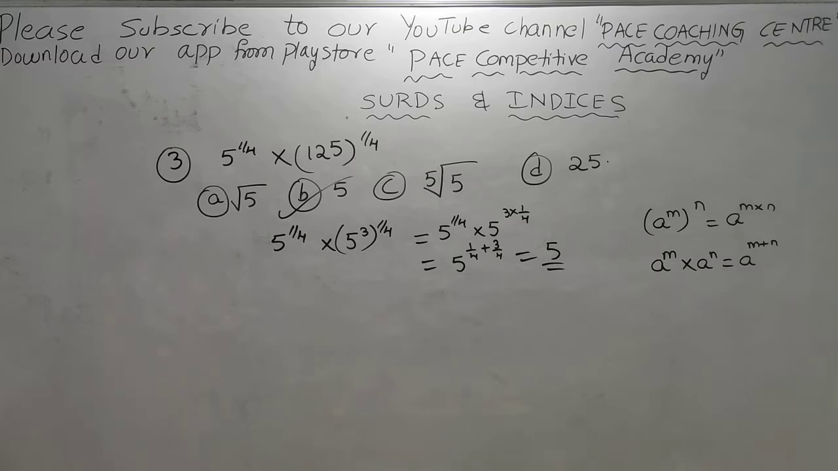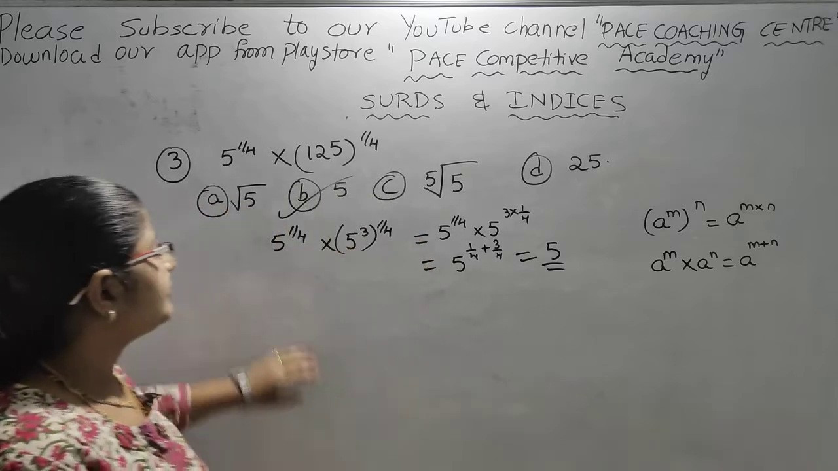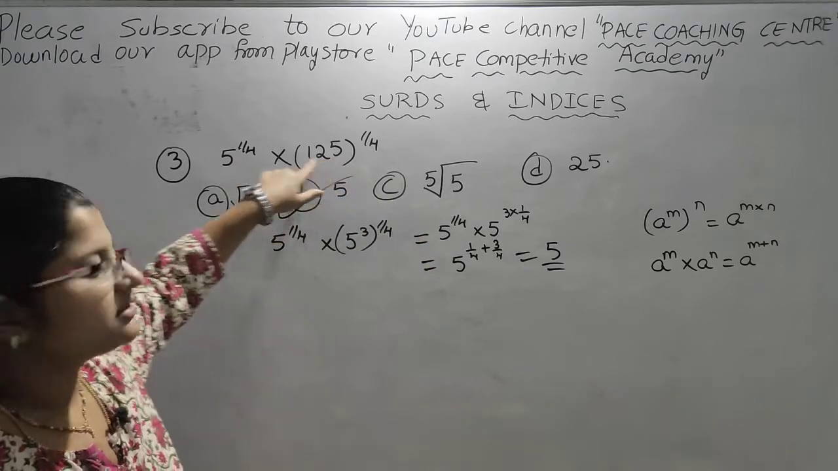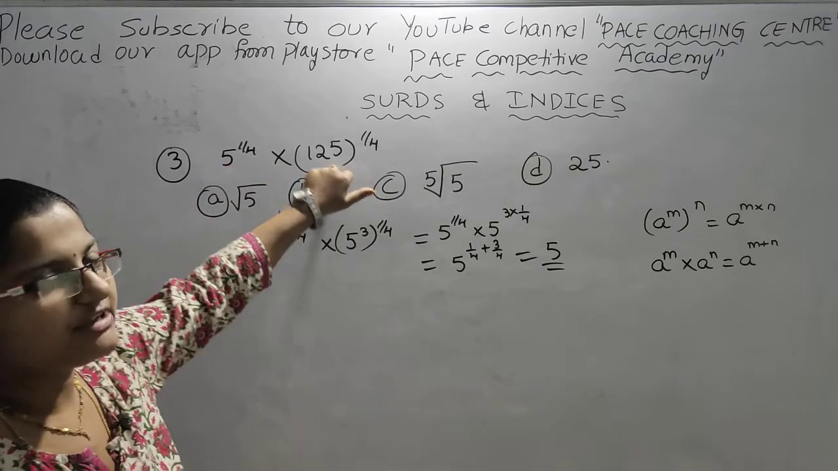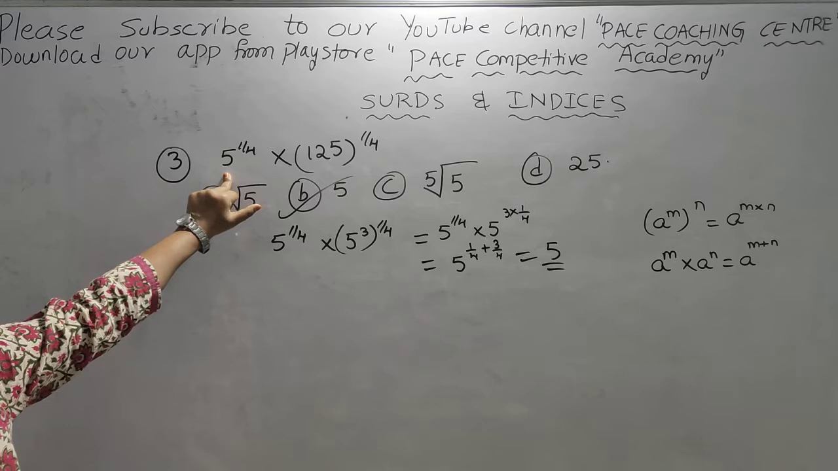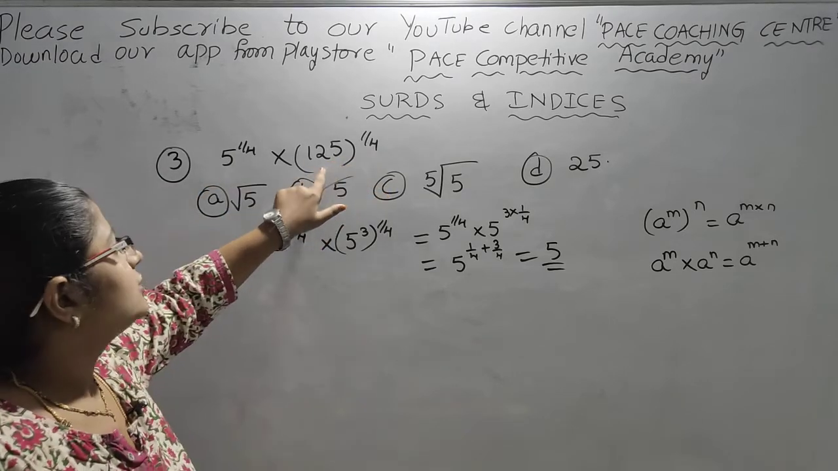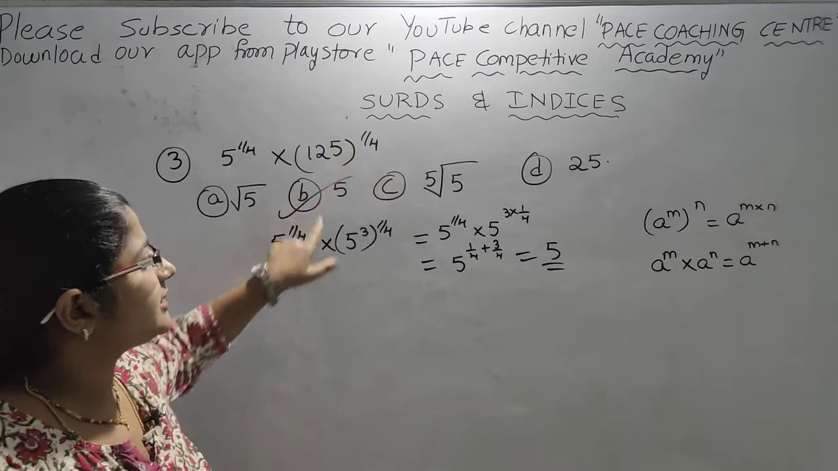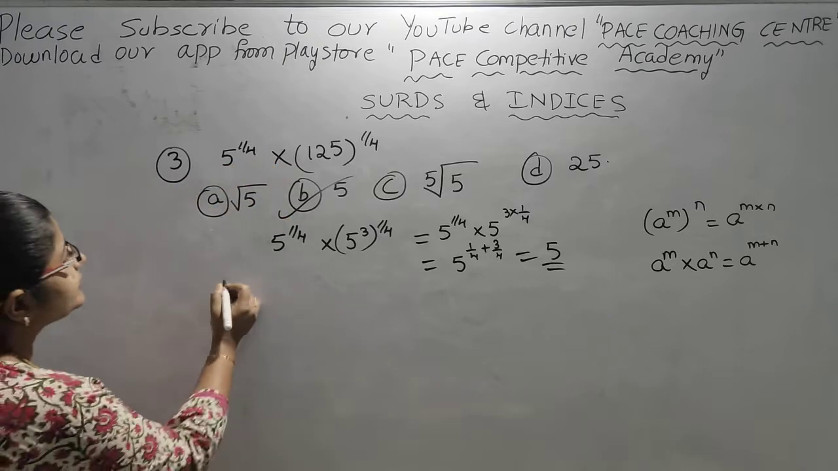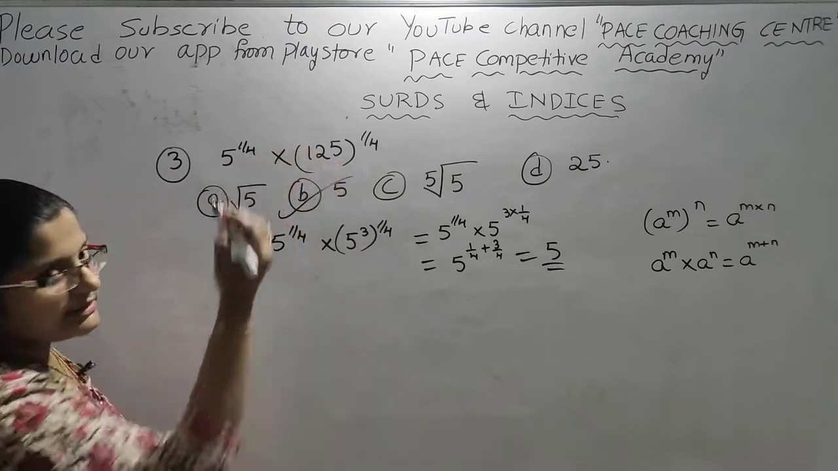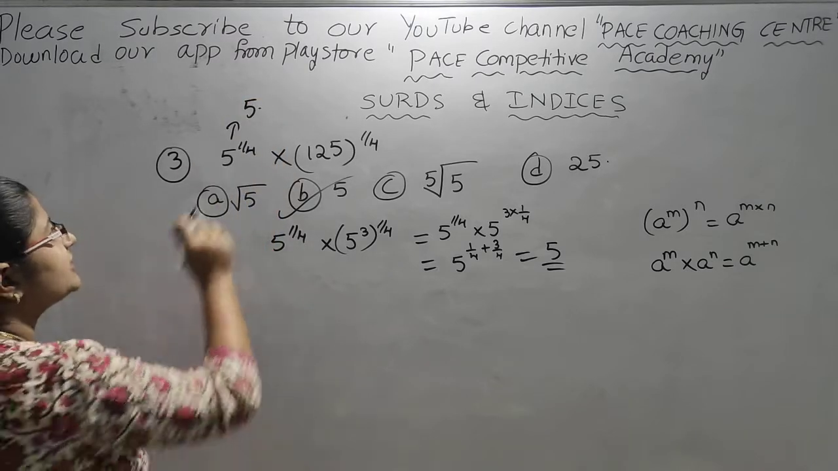Okay. So in the examination, you need not write each and every step, guys. Remember, so here by seeing the question, what can we conclude? We need to convert 125 into the least base. Here the least base is 5. So 5 cube is nothing but 125. So 5 cube whole power 1 by 4 is nothing but 5 power 3 by 4. Here the multiplication is there. So by seeing the question itself, we have to write the least base power.